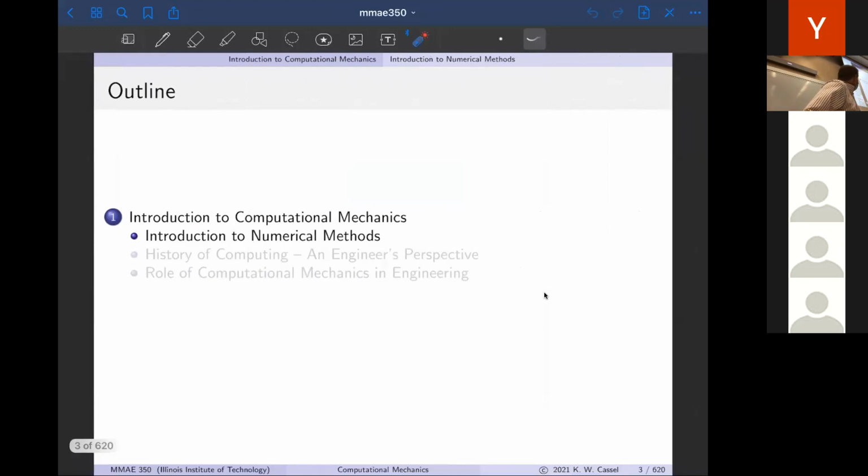So, Introduction to Computational Mechanics. Let me get my LaTeX off of the side there. It's a little bit distracting, isn't it?